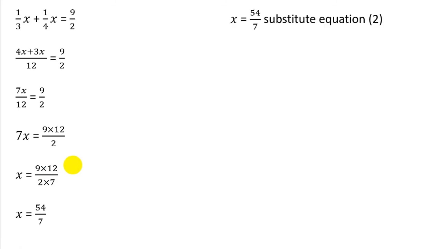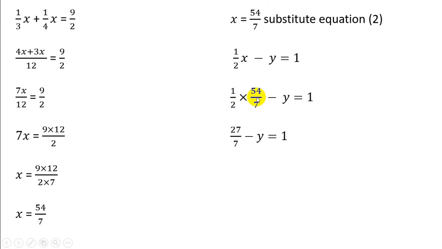Now I can substitute 54 over 7 into the second equation. I take the second equation, so it's easy to simplify. Just replace the value. x is 54 over 7. Now you can see 2 and 54 can be simplified. So that is 27 over 7.